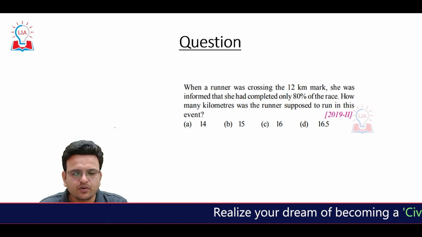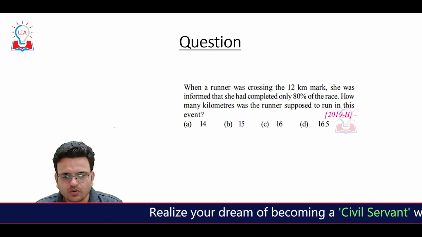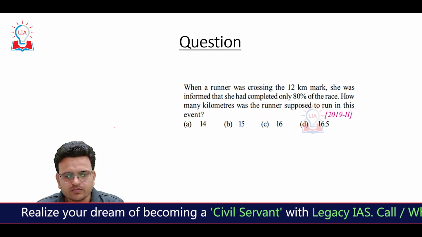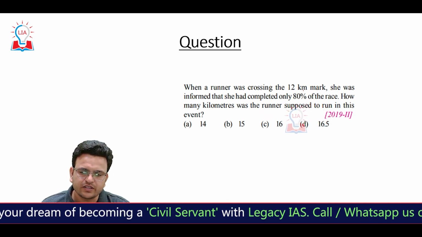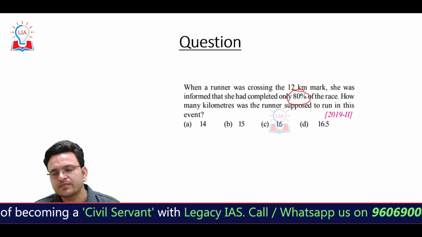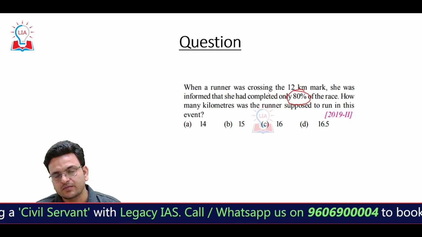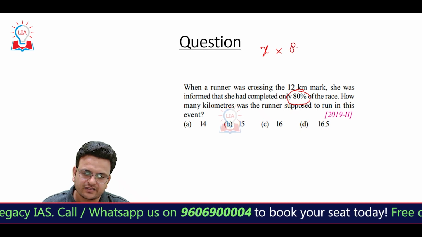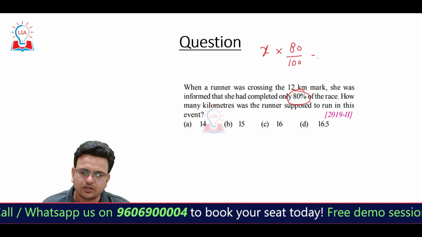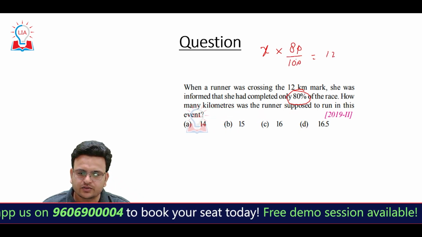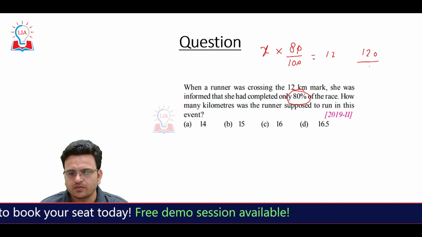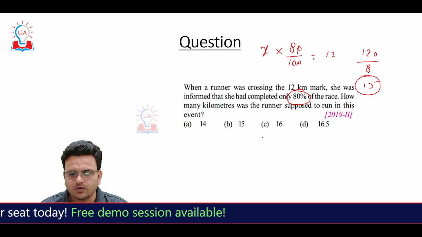Okay, see one more question. When a runner was crossing the 12-kilometer mark, she was informed that she had completed only 80%. Such questions we have solved in the percentage chapter also, very simple. Total distance x of 80% equal to 12, so this will be the answer. So 120 upon 8, that is 15 kilometer.